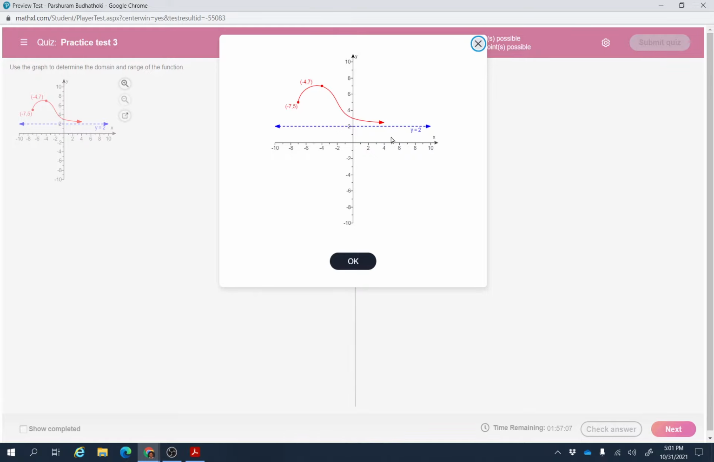And then range means, as you can see, this graph approaches the line y equal to 2, but this graph is not going to intersect with y equal to 2. So y equal to 2 is the minimum y value on this graph, but not including that point. Then the maximum value on the y-axis is going up to 7. So the range is the y value, so you look at the values on the y-axis.